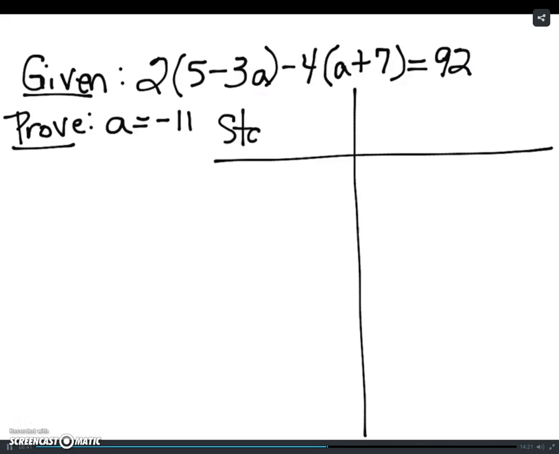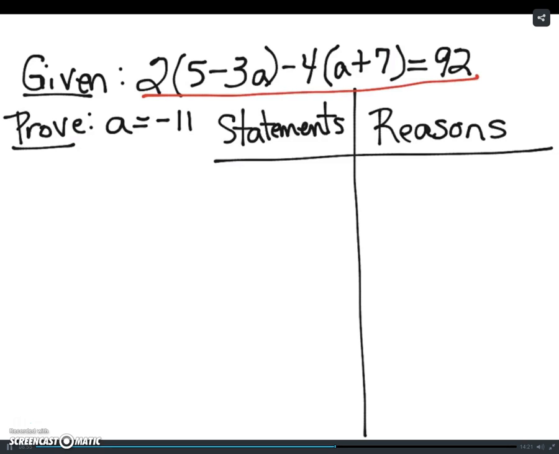On the left will always be statements, and on the right will always be reasons. Okay? Your first statement will always be the given information. And you want to number these. I suggest putting your numbers in a circle or something so that you make sure that they don't accidentally get mixed in with the numbers in the equation. So I've seen that happen before. Let me give myself a little more room.